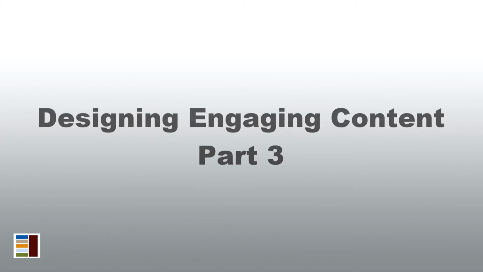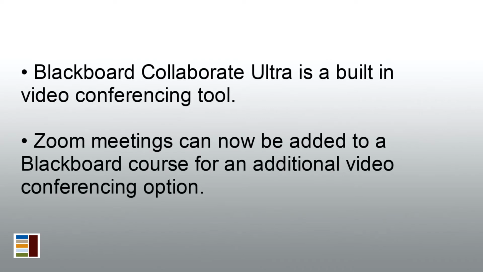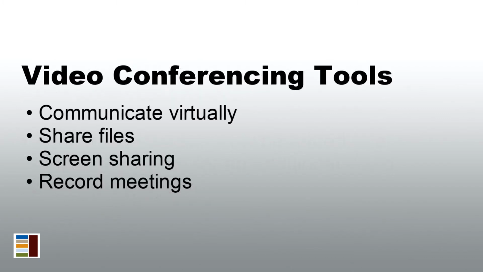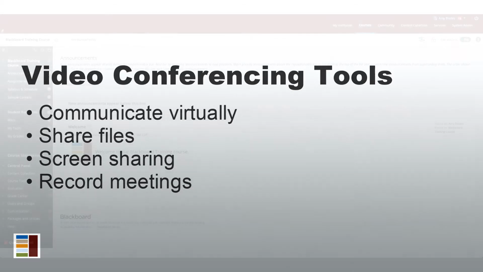student engagement. In the Green Belt course, we took a look at Blackboard Collaborate Ultra. Collaborate is Blackboard's built-in video conferencing tool. Another video conferencing tool that is frequently used at Missouri State University is Zoom. Like Blackboard Collaborate Ultra, Zoom can be used inside your Blackboard course to communicate with your students virtually using video and/or audio, share files, screen share, record meetings or lectures, and more.